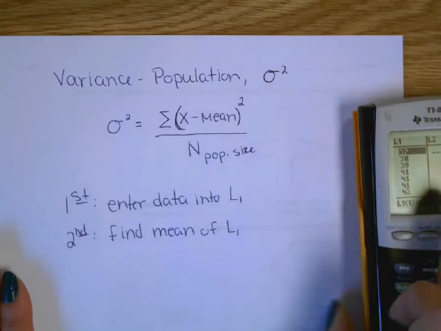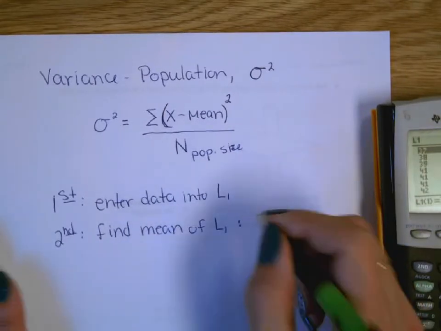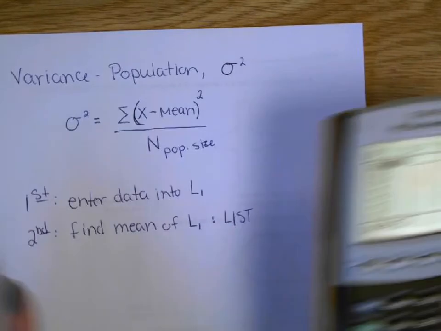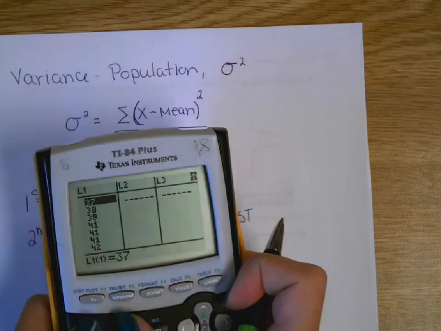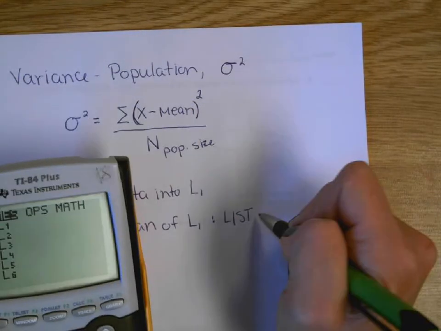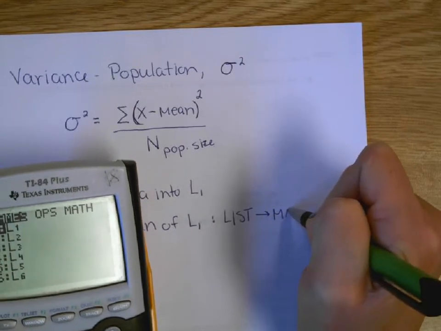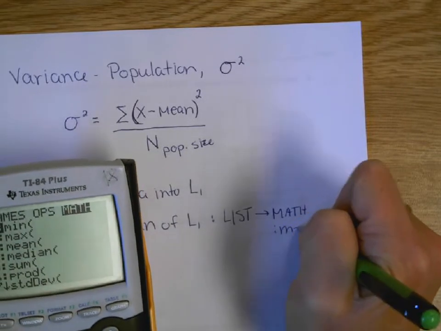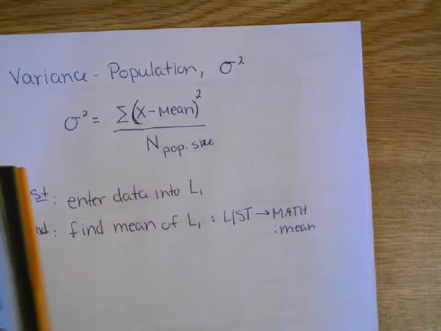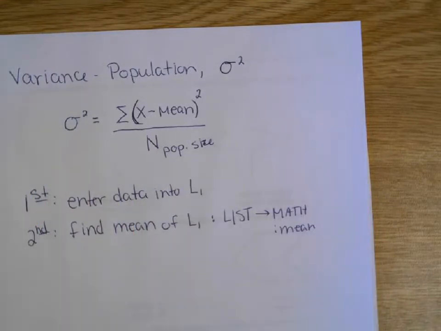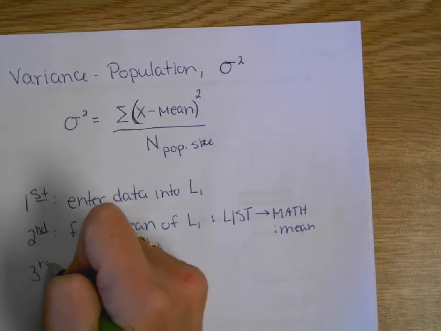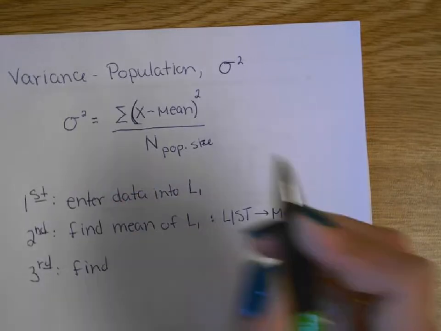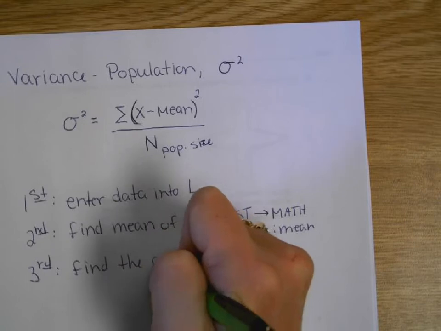So you're going to find the mean of list 1. And if you remember, I'll write it down, you're going to go under list on the calculator. Remember list. Go over to math, so I'll arrow over to math. And then do the mean. Okay, so you'll have the mean. And we already did the mean, so I've got the first 2 steps done already. Now the third step is to find the deviations. Oh, I didn't describe that at the top. Find the deviations.